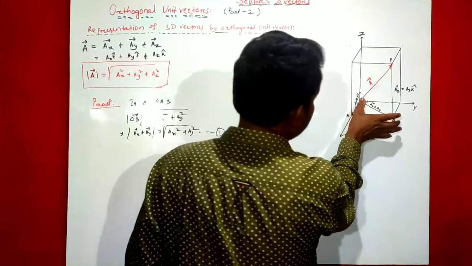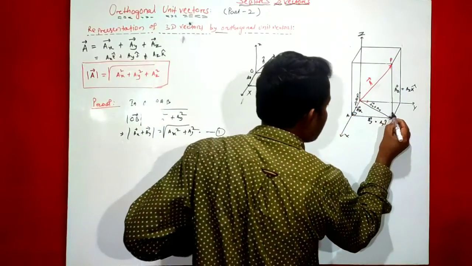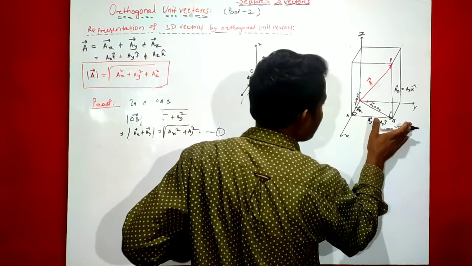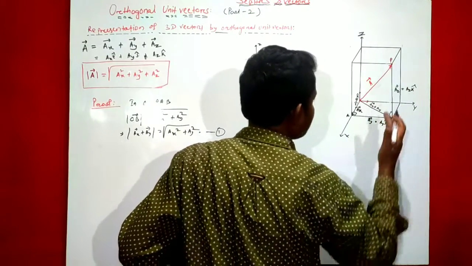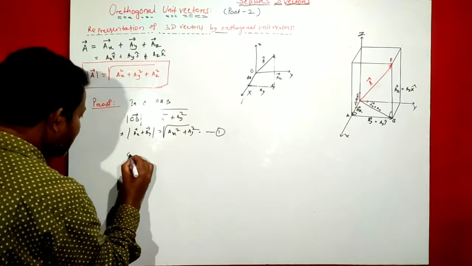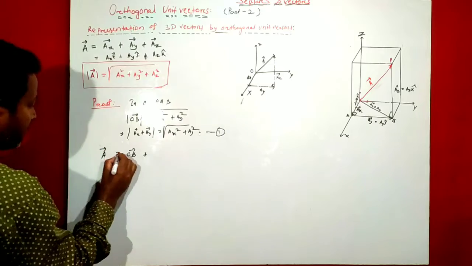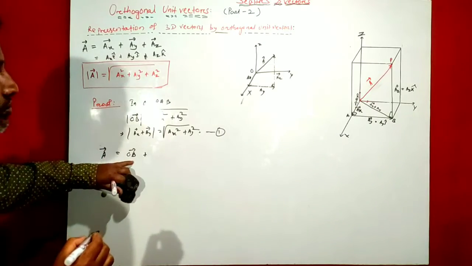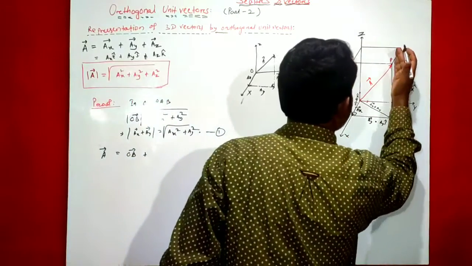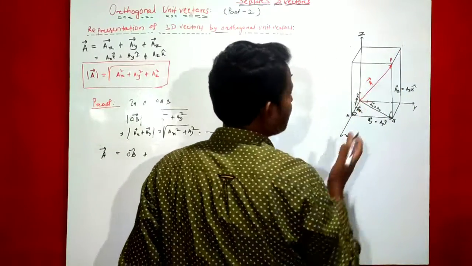And in triangle OBP, this is also a right angle, with az standing perpendicular to the xy plane. So when we add the OB vector and the BP vector, we find the A vector, which is OP.